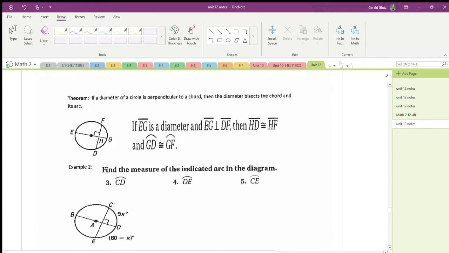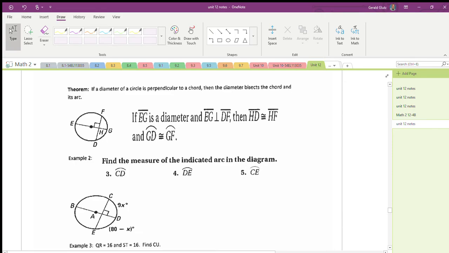Moving on to the next page. So another theorem that we have is kind of similar to one that we just talked about on the last page. So if we know this is a diameter, we know it's a diameter because it goes right through the middle of the circle.